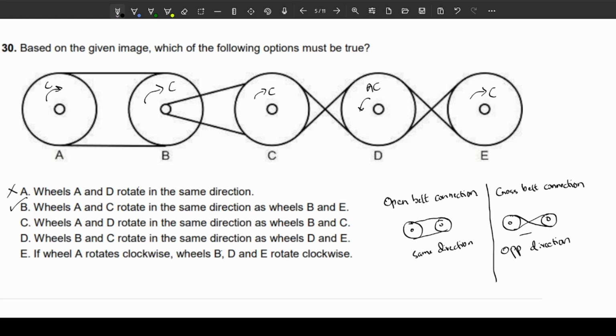C states wheels A and D rotate in the same direction. The first statement itself is false because they rotate in an opposite direction. Hence, let's go over to the next option, which is D. Wheels B and C rotate in the same direction as wheels D and E. This is wrong. Why? Because B and C rotate clockwise and D and E rotate anti-clockwise. Hence, D is wrong. If wheel A rotates clockwise, wheels B, D, and E rotate clockwise. Wrong. Why? Because D will rotate in the opposite direction to A, so it's anti-clockwise. Hence, it's wrong. Your answer is option B.